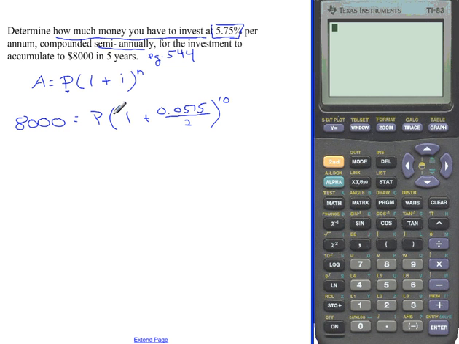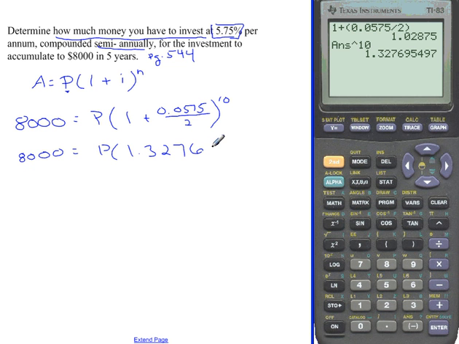First of all, I'm going to simplify this bracket here. So in your calculator, you'll type this in as 1 plus, and then in brackets, 0.0575 divided by 2. Enter, and then to the power of 10. And enter. So this value here, we have 8,000 equals P times 1.327695497, on and on.